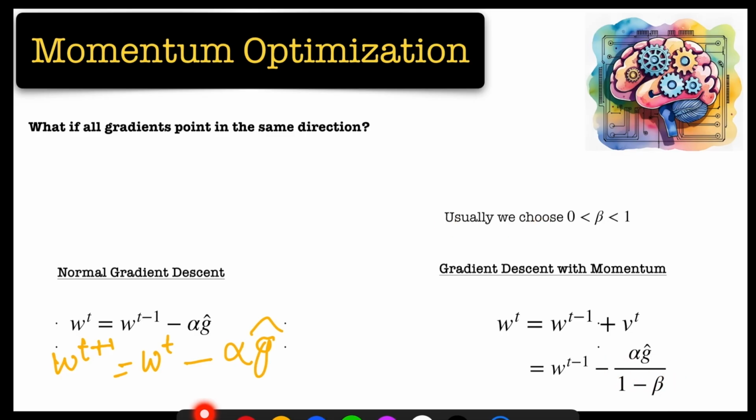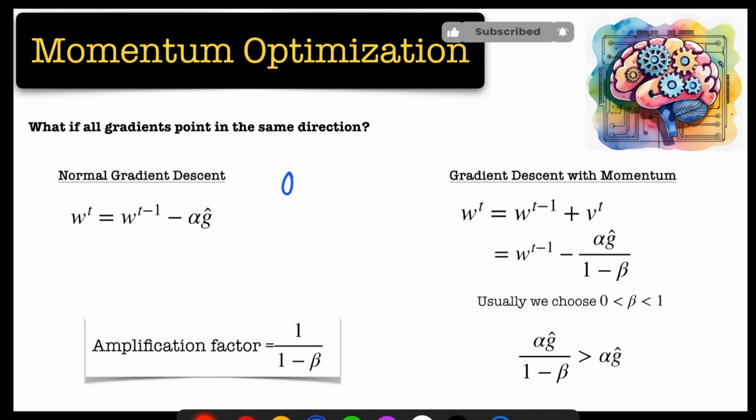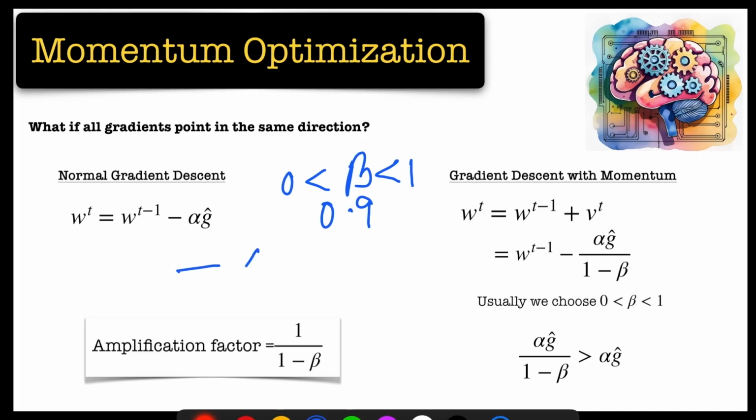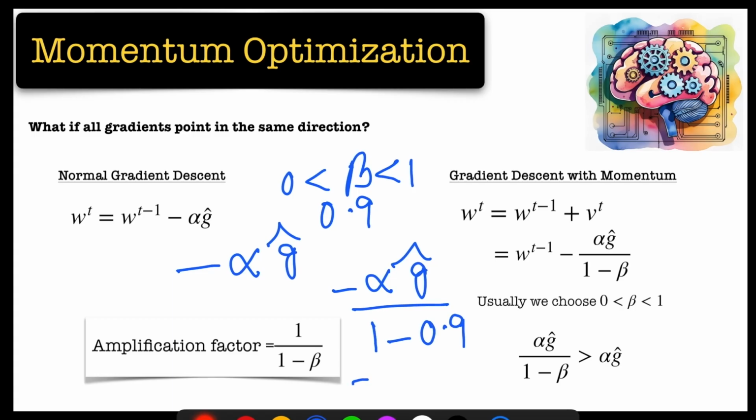So usually we choose beta as a value between 0 and 1. Usually we choose something like 0.98, or any value between 0 and 1. Let's say you take 0.9. So earlier we were getting minus alpha times g hat. Now what will we get? We'll get minus alpha times g hat divided by 1 minus 0.9. 1 minus 0.9 is 0.1, so you are just getting 10 times minus alpha g hat.